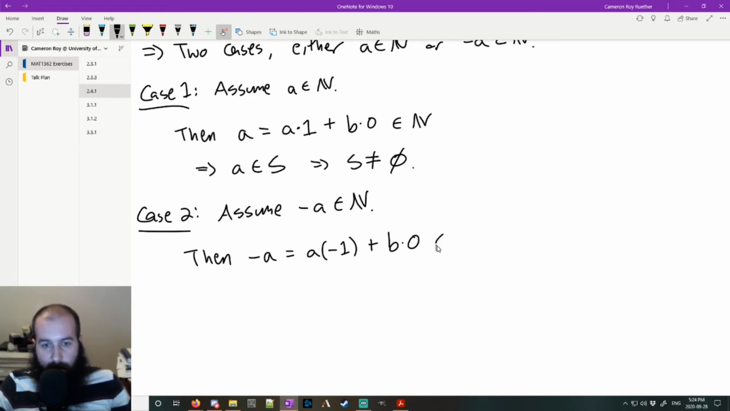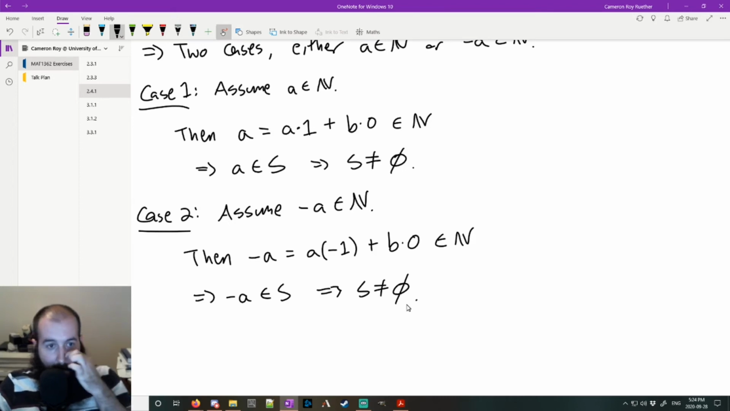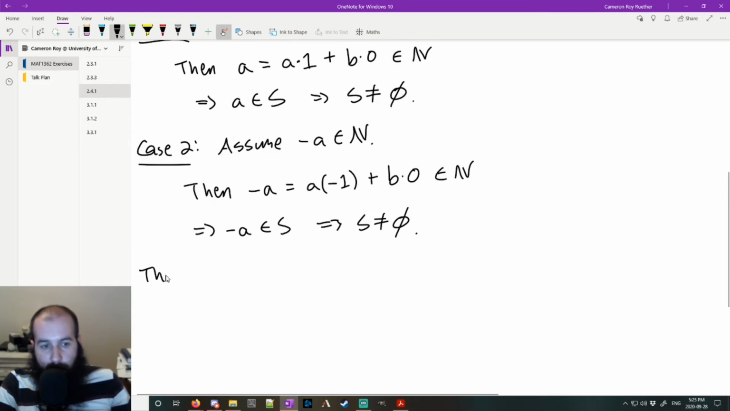And so again, this is natural by assumption, and it follows the form of a times an integer plus b times an integer, where the result is natural, which is exactly what's required by S. So this means that negative a is an element of S, and since it contains an element, this means S is not empty. So in either case, we concluded that S is not the empty set. Therefore, S is not empty in general. Concluding the proof.